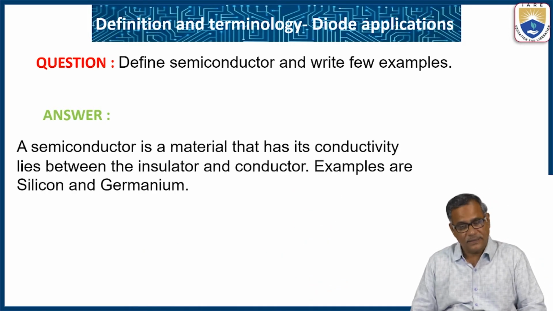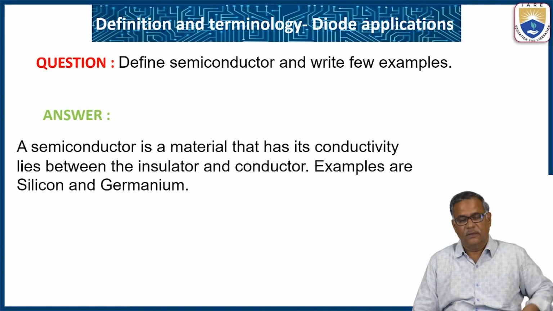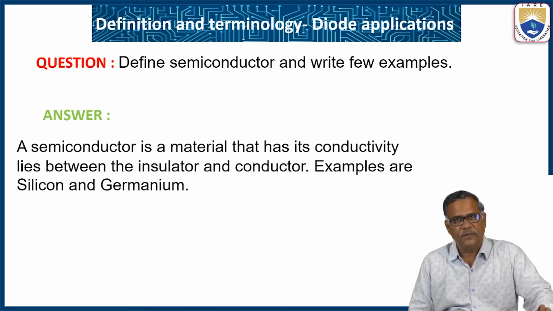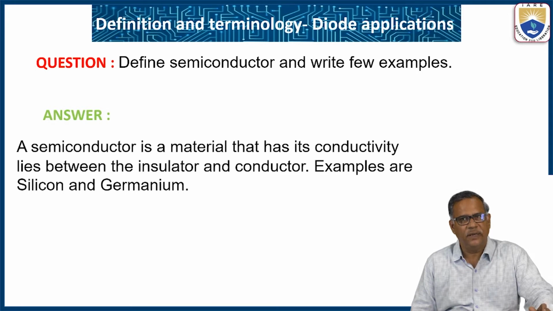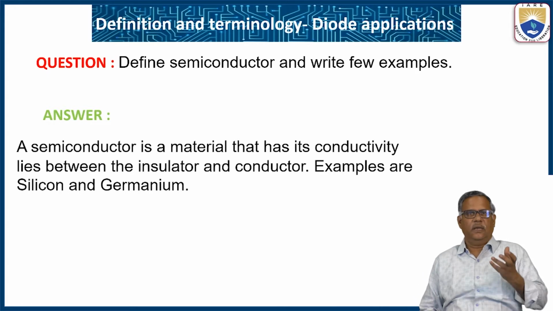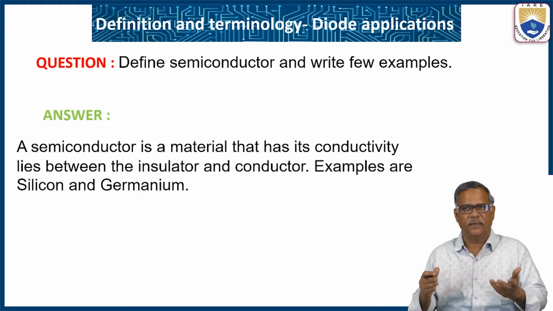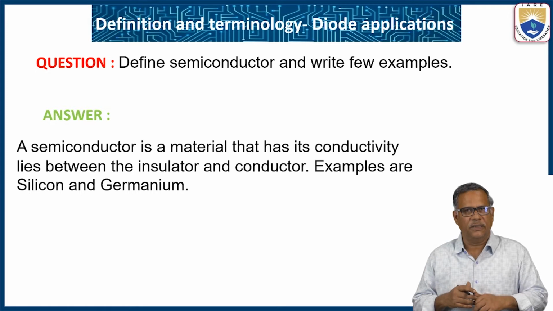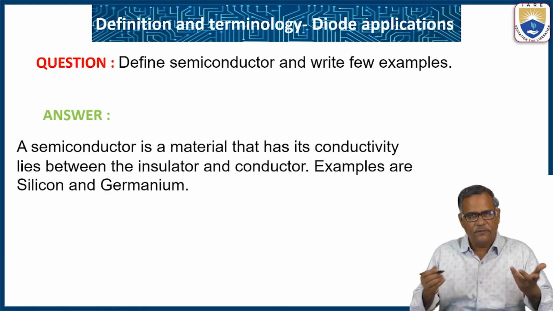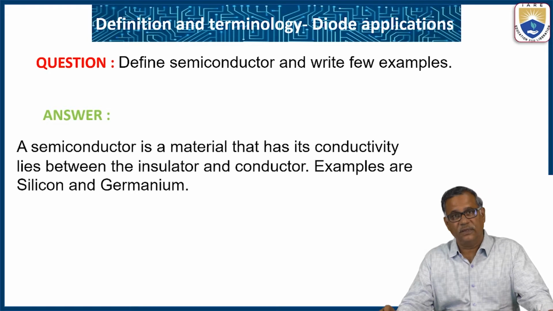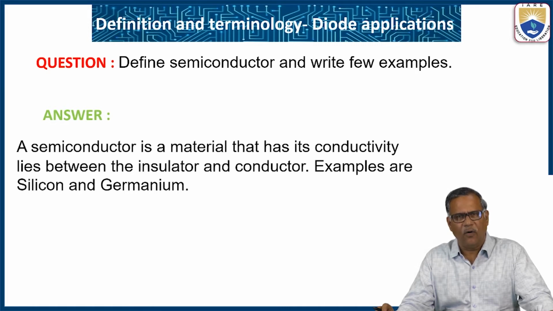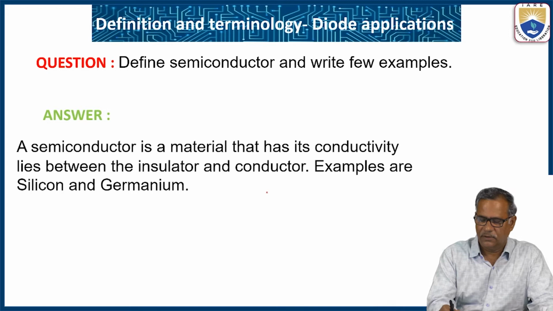Next, define semiconductor and write few examples. So semiconductor is a material which has conductivity that lies between insulator and conductor. Examples are silicon and germanium. If you see the forbidden energy gap for the semiconductor, it is roughly 1 electron volt. So this is the energy band structure for the semiconductor.